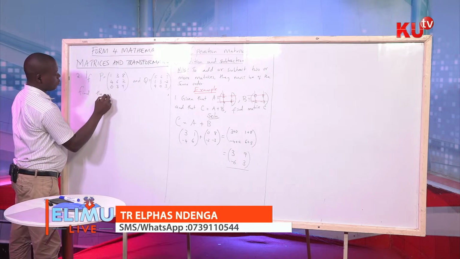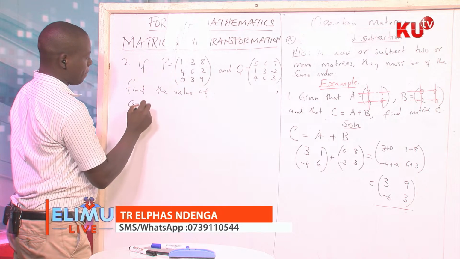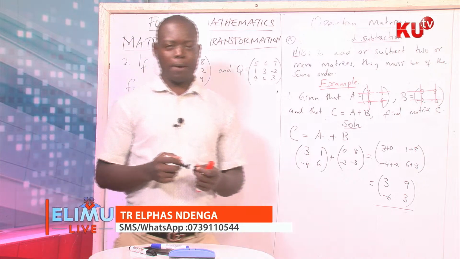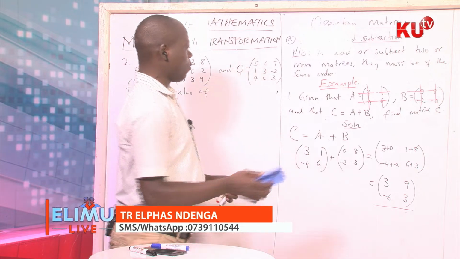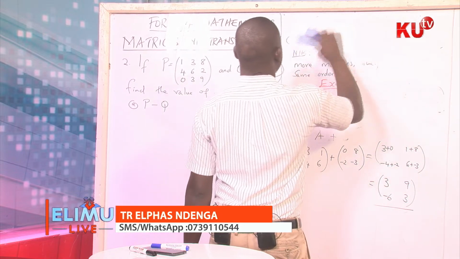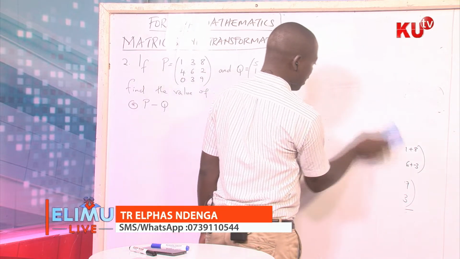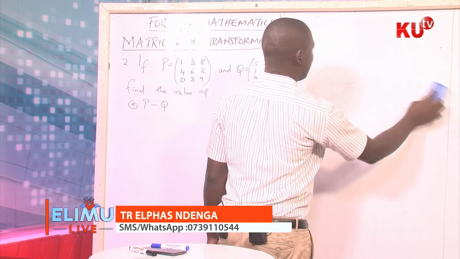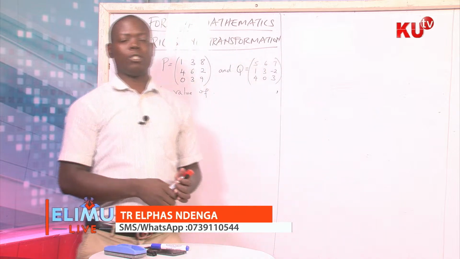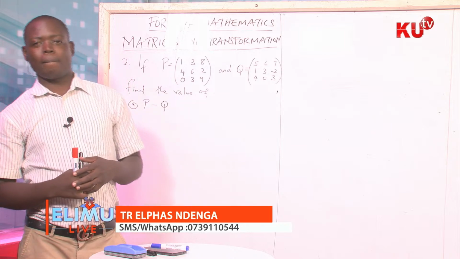Find the value of part A, P minus Q. We find the value for the matrix P minus Q. Students, again, I will refer you to our initial starting point of our lesson when we said that you only add or subtract matrices that are of the same order.